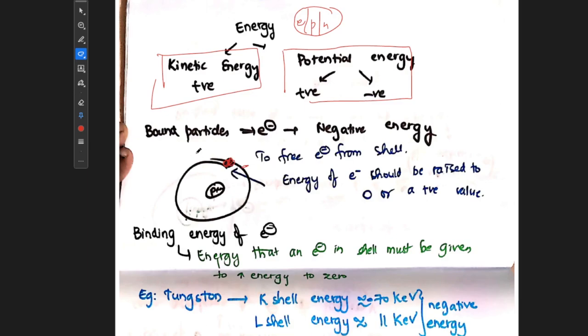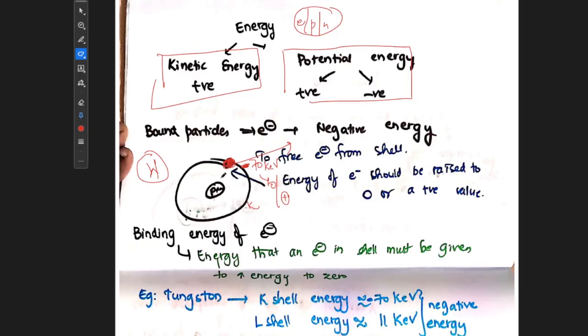So to free an electron from the shell, the energy of the electron should be raised to either positive or zero value. So it has negative energy. If we take an example of tungsten, given by W, it has a negative energy of minus 70 kilo electron volts. If we increase the energy of this electron to either zero or a positive value, then the electron will be freed from the K shell.